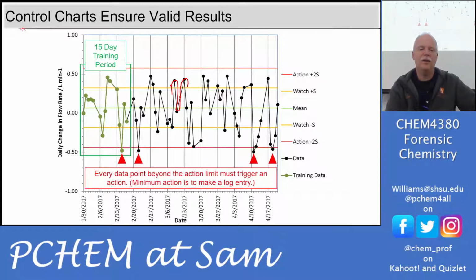So every data point beyond the action limit must trigger an action. And our action that we're going to do is make a log entry, because we can't go correct whatever it is that we're studying. We're not going to change the temperature of Huntsville on a daily basis, or gas prices, I don't know. We're not going to stock. How are you going to change Disney stock to correct it? But anyway, we'll take an action because that's what you would do in real life, except our action will just be to make a log entry.